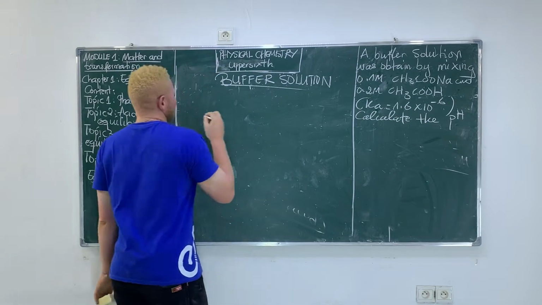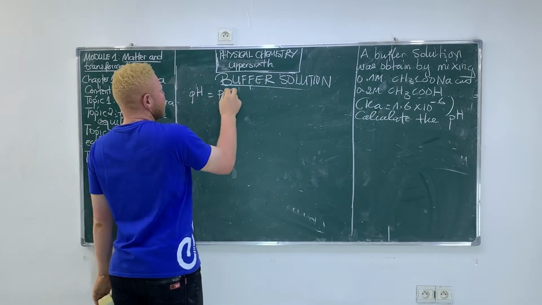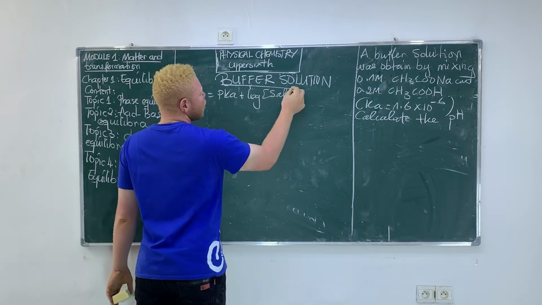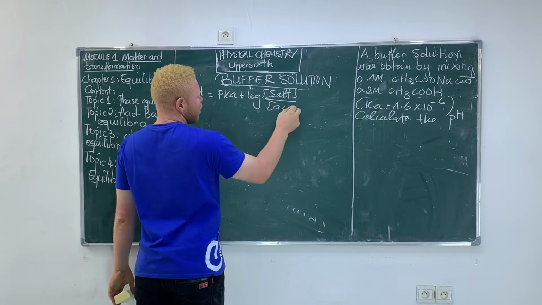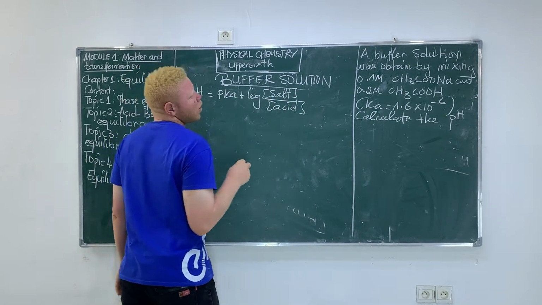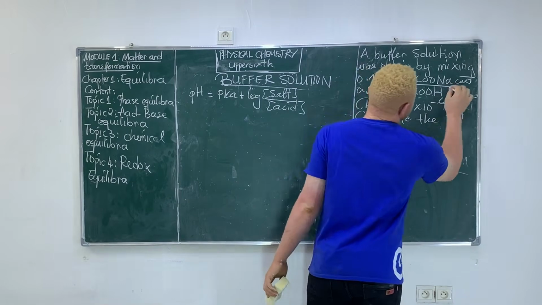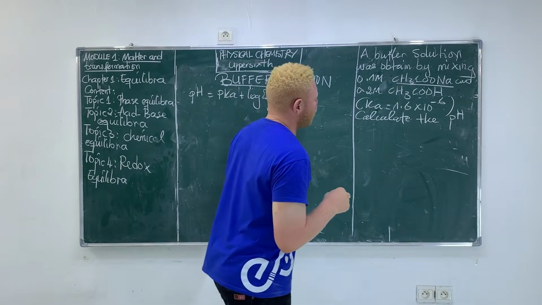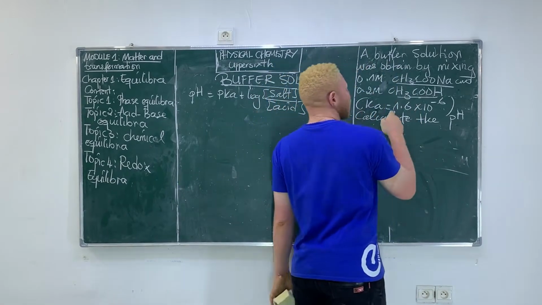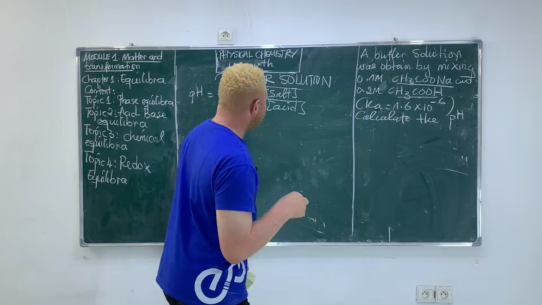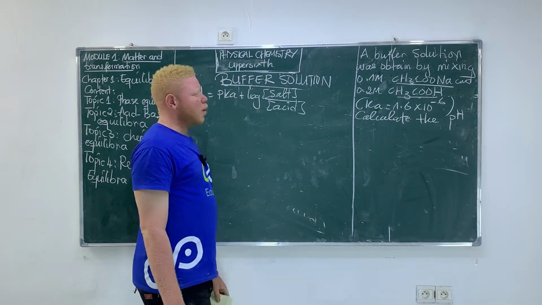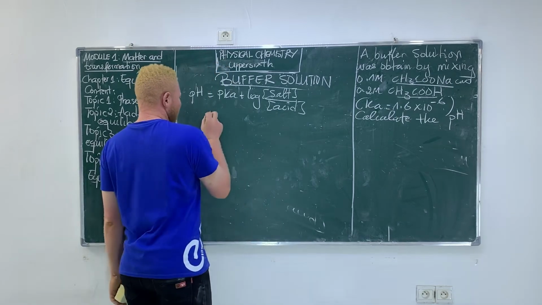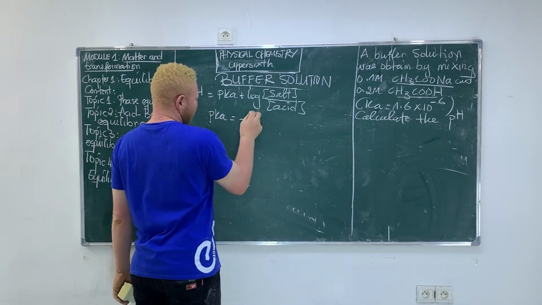So pH is equal to pKa plus log of the concentration of the salt over the concentration of the acid. The salt in this case is our solution of sodium ethanoate. The acid obviously is carbonic acid. But we are given the Ka of the acid. Given that the Ka of the acid has been given, we want to calculate the pKa. pKa equals minus log of Ka.